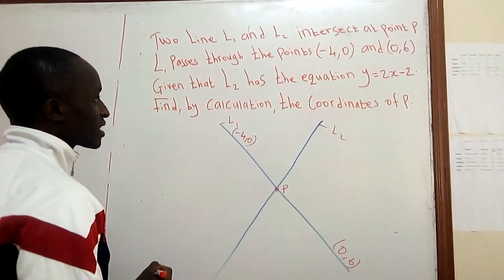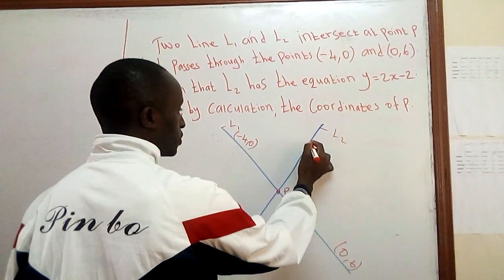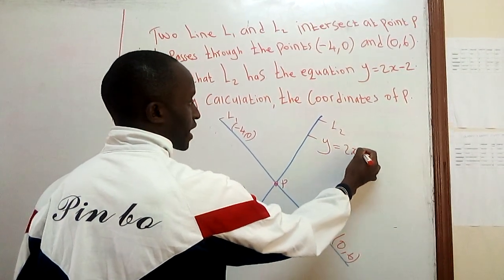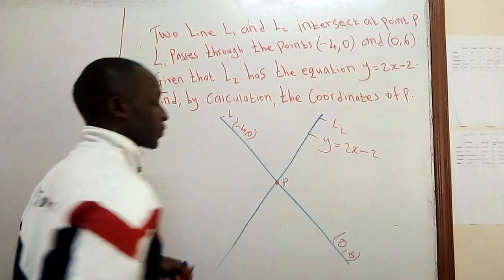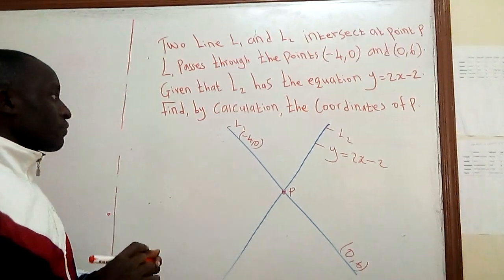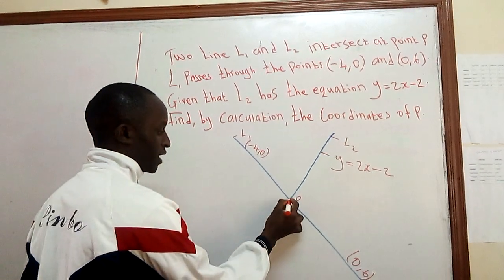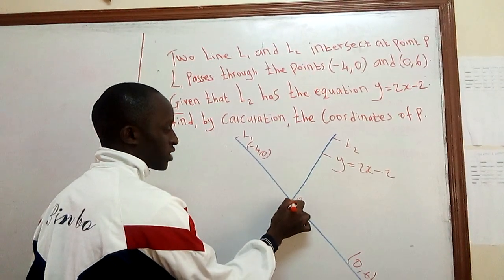Given that L2 has the equation y equals 2x minus 2, then find by calculation the coordinates of P. I'm supposed to find the coordinates of P.